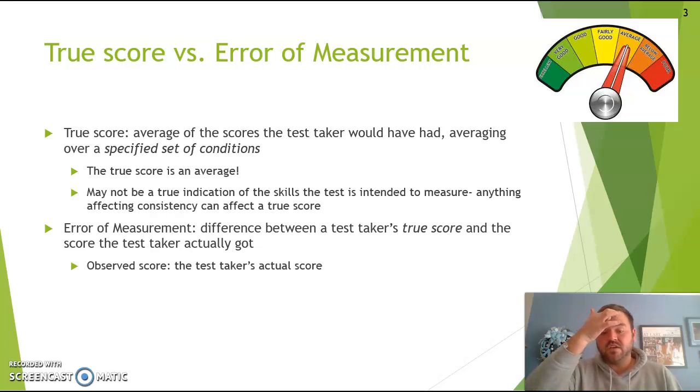This again, those luck of the draw things and things we talked about earlier in the presentation can affect the true score. The error measurement is the difference between the test taker's true score and the score the test taker actually got. So you would also call this the observed score, the test taker's actual score. It's a little bit different between the error measurement and the observed score, but something key to understand for terms associated with reliability. So observed score: the test taker's actual score. The error measurement: the difference between the test taker's true score and the score the test taker actually got.